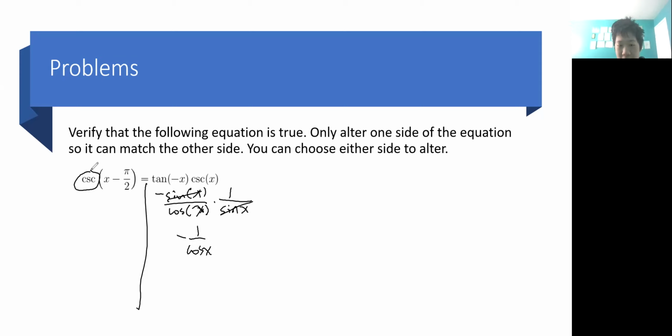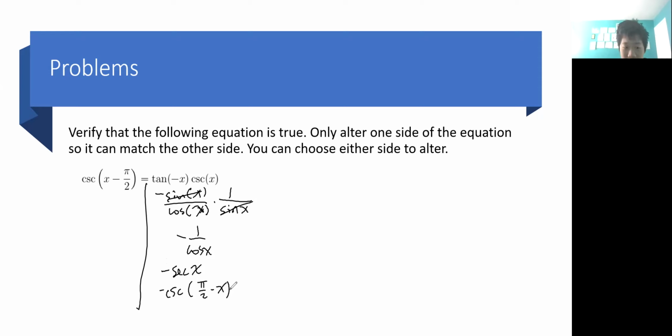This side has a cosecant. 1 over cosine is secant though. So 1 over cosine x, this is negative secant x. How do we get the cosecant? Well, we're going to use our cofunction identities. So negative secant x is negative cosecant of pi over 2 minus x, right?